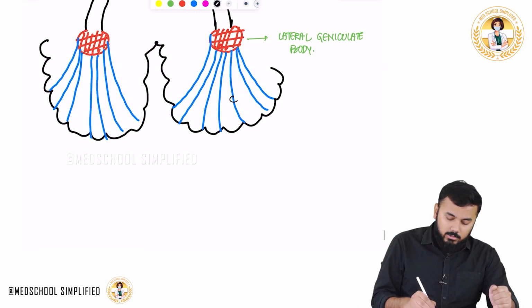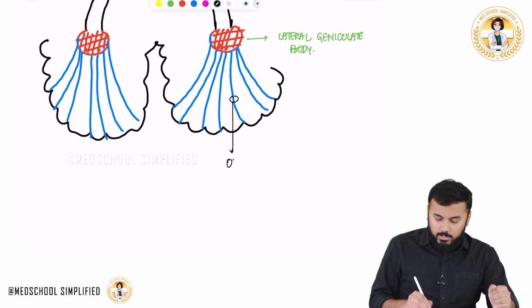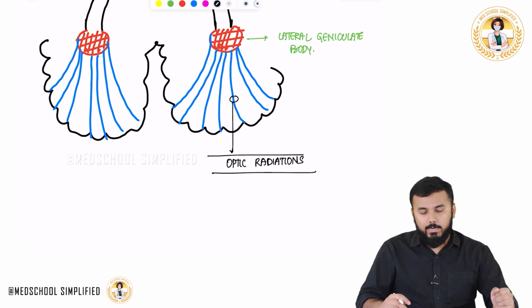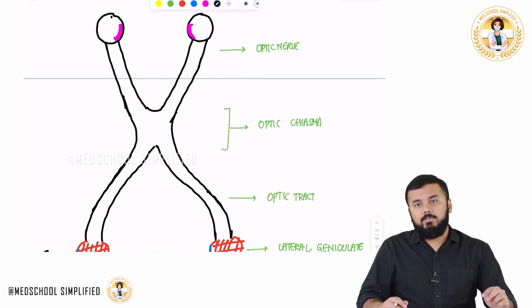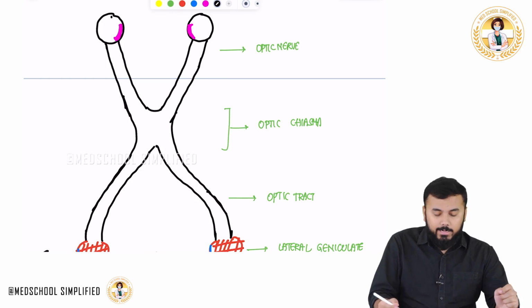So all these structures over here are called your optic radiations. These are called your optic radiations, right? Second important thing I want to tell you is that this pink color thing which I have drawn here is called your retina.